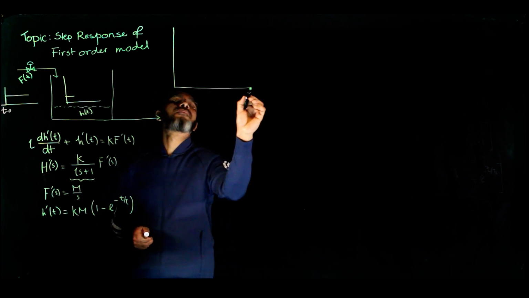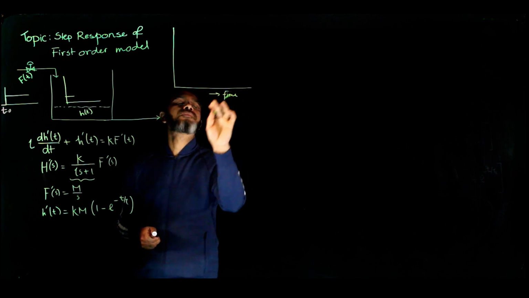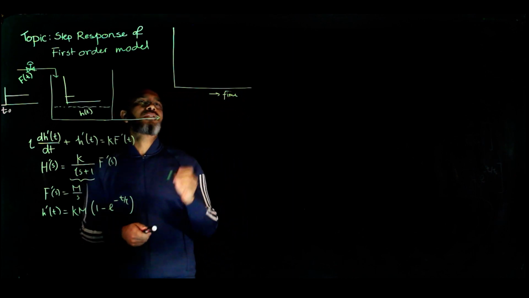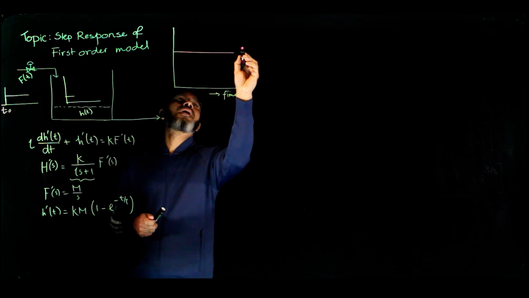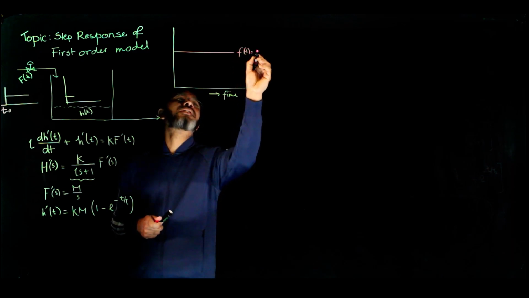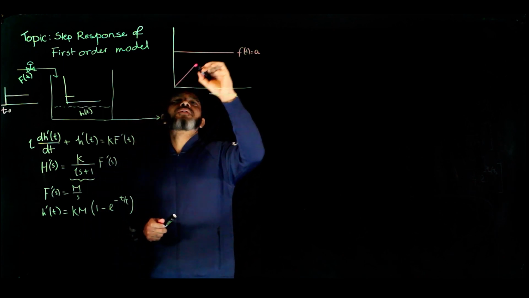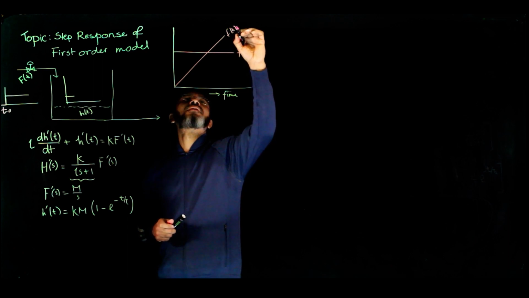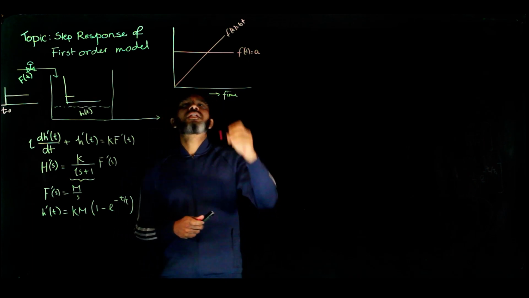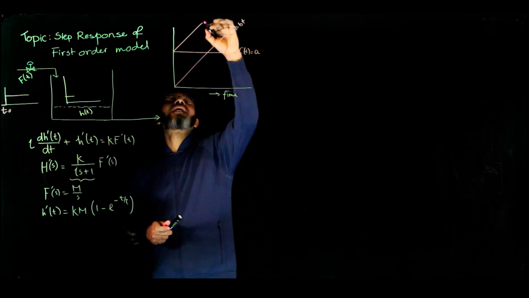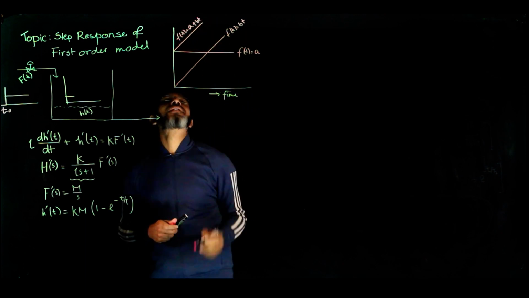Suppose you plot some common functions, so this is our time. Again, some function, suppose this one is f(t) equals a constant, suppose a. This one is another function, suppose f(t) equals bt. So this function can be something like f(t) equals a plus bt.